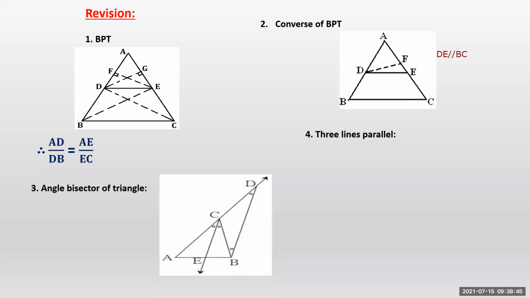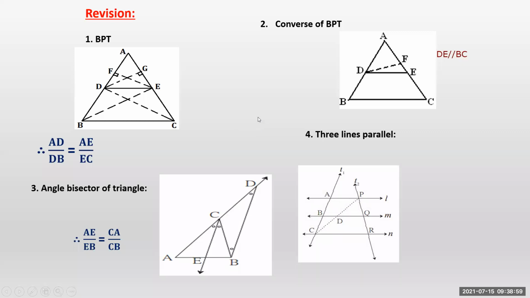Angle bisector theorem. Check. Get the figures in front of your eyes. AE upon EB equals CA upon CB. And here the parallel lines: AB upon BC equals PQ upon QR. Understand? We have studied BPT, converse of BPT, angle bisector of the triangle, and the property of three parallel lines and its transversal. We'll move ahead now.